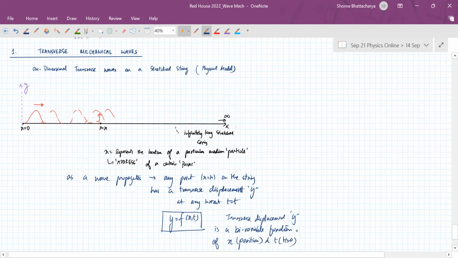So any mathematical equation that we write to represent a wave will have to be of this form. First of all, it will have to express the transverse displacement as a bivariable function, so that it expresses, for a particular point at x equal to x at a particular instant of time t equal to t, what the transverse displacement is.